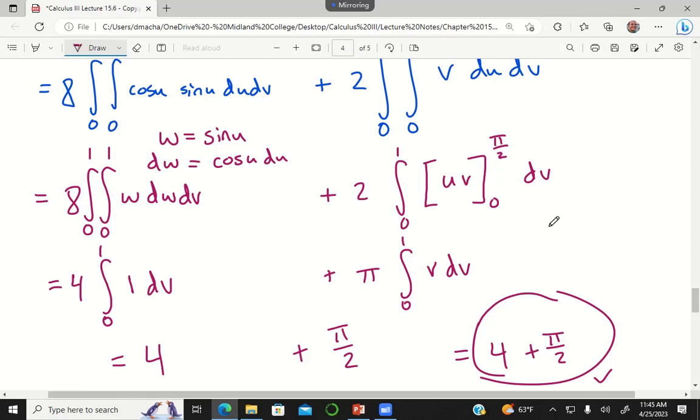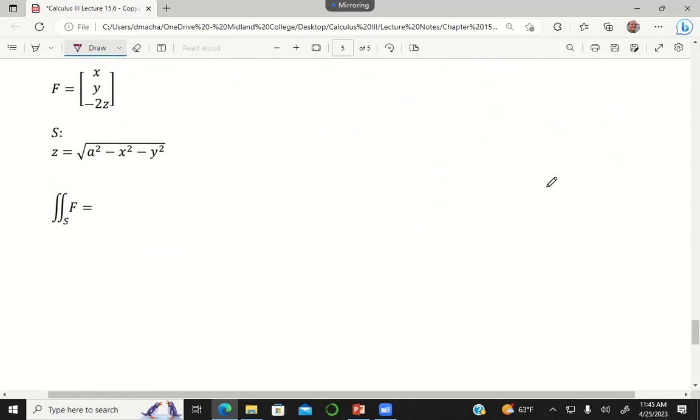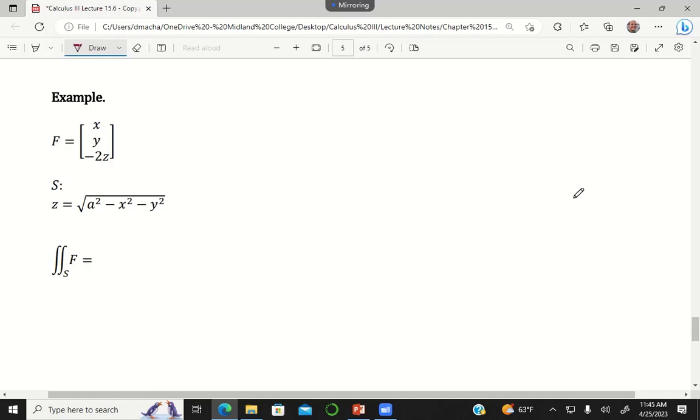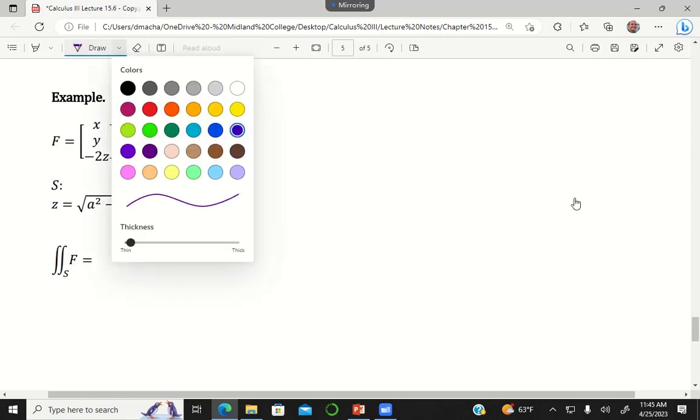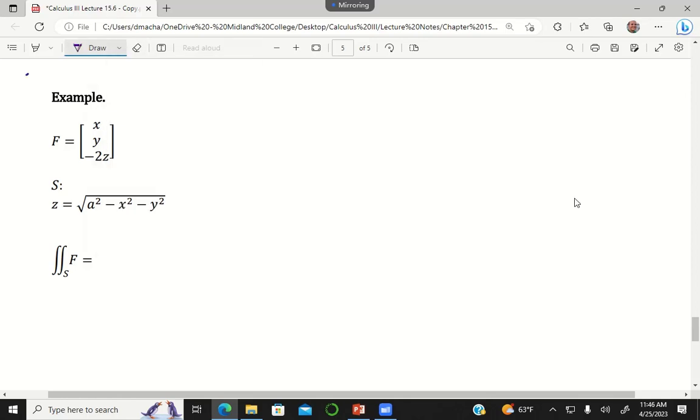I've only got 5 minutes left, but I want to show you an example with a vector field. It'd be sad if we never did a surface integral of a vector field, or as your book calls it, a flux integral. Flux capacitor. Yeah. I don't know.